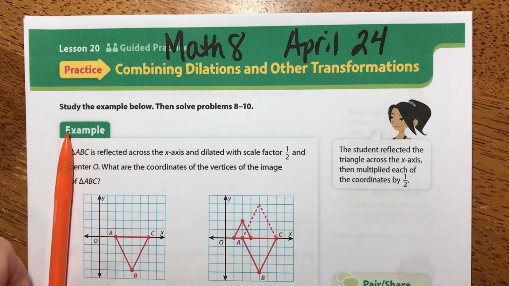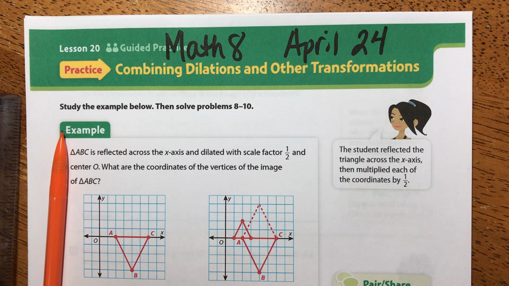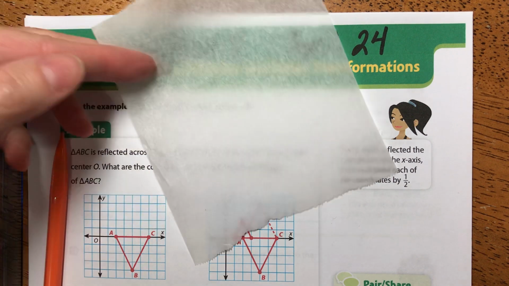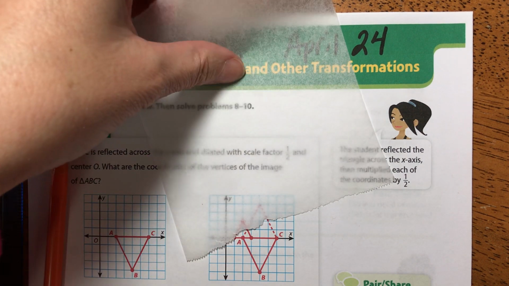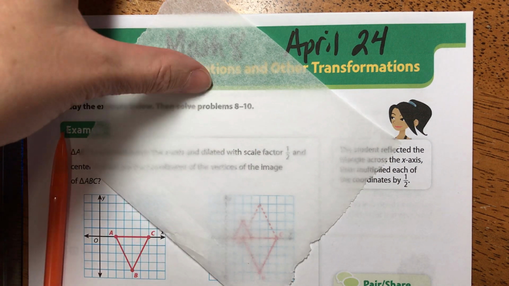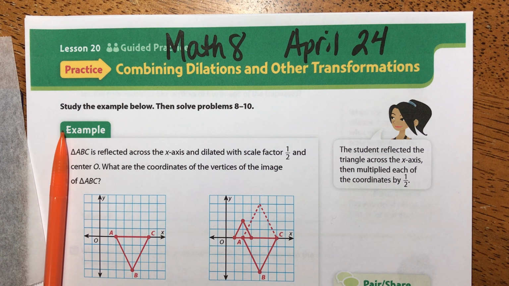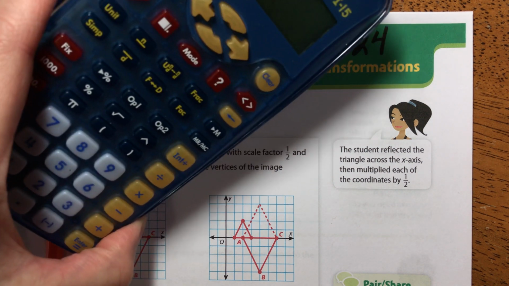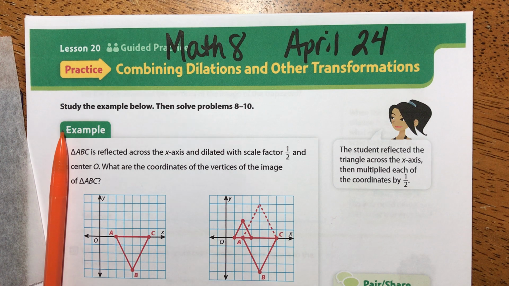I have a pencil, a ruler. I used my parchment paper as my tracing paper, or you could use a really thin piece of copy paper, Xerox paper, and I have a calculator if I need it.